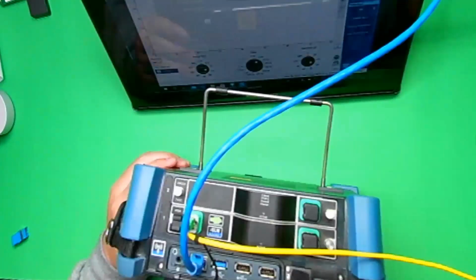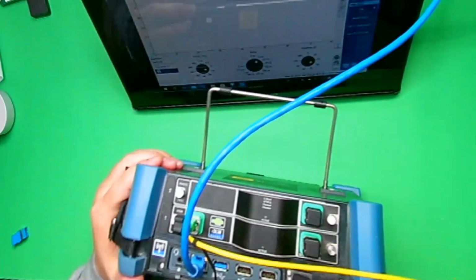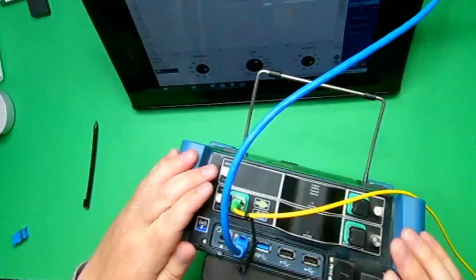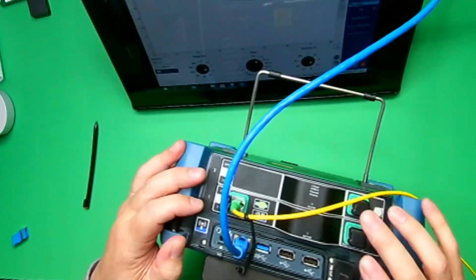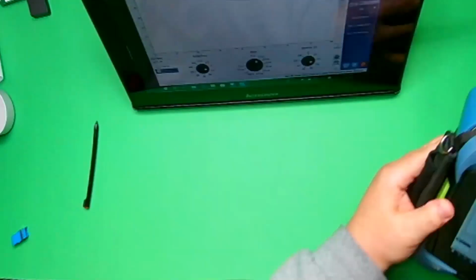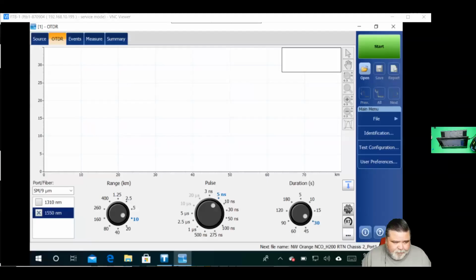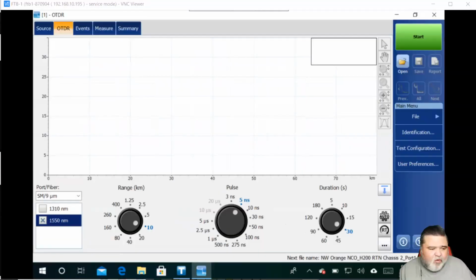One's a 1310, 1550 standard dark fiber tester. The other one's DWDM. So they're essentially the same. And so this is the test set that I'll be doing a bulk of the training on. And I'm logged into it right now via VNC. And I'm just going to do a quick trace. I'll set it for 30 nanoseconds, and we'll come back to what I'm doing here as far as setting it up, because that's part of the first-time-right stuff.